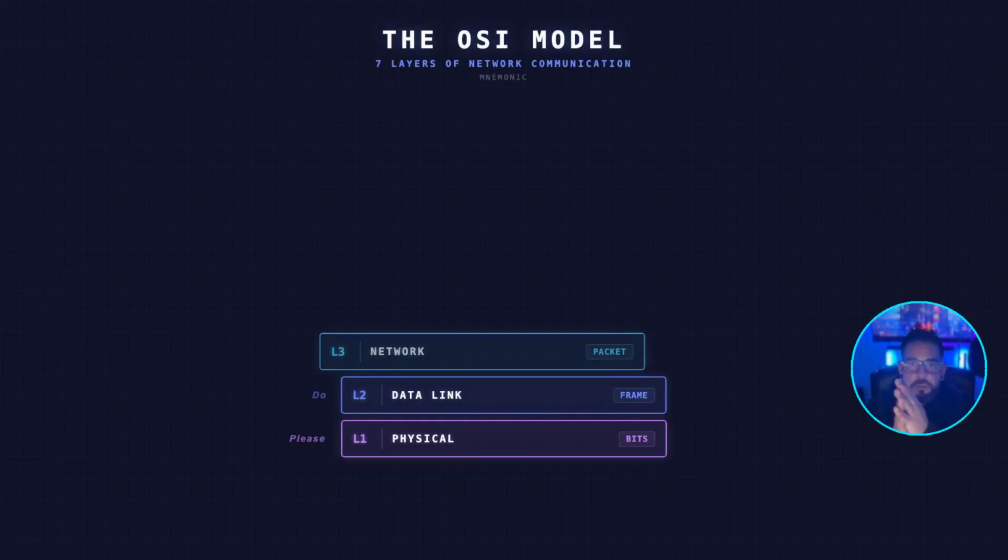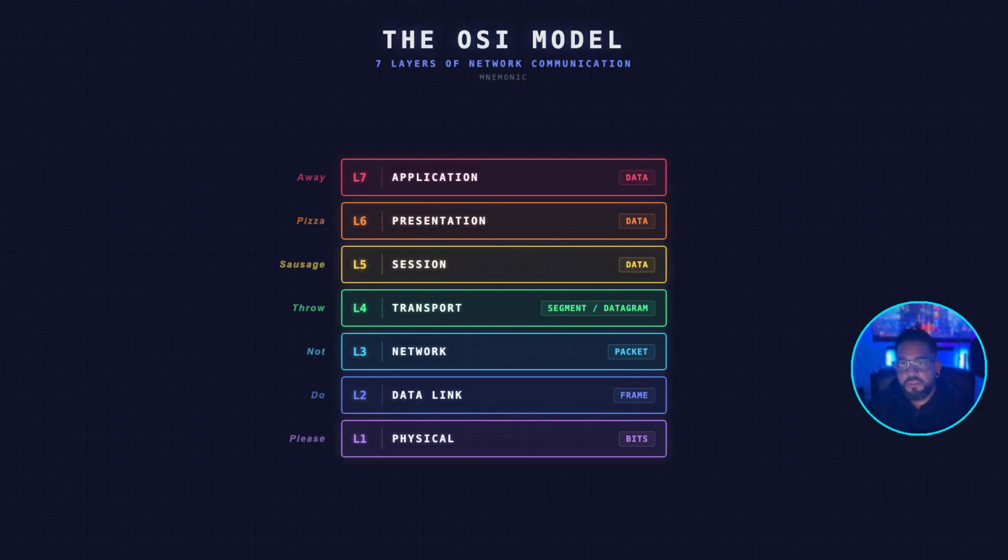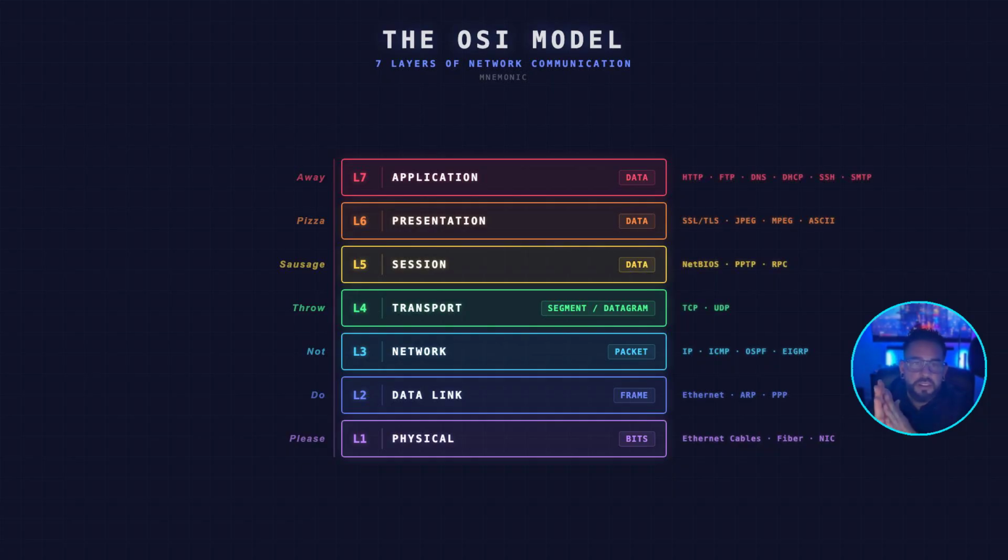Now let's start with the big picture. The OSI model is a conceptual framework developed by the International Organization for Standardization in the early 1980s. Its purpose was to standardize how different networking systems communicate with one another. I want you to think about this as a universal net language that allows network engineers and vendors to describe network operations in a consistent way.